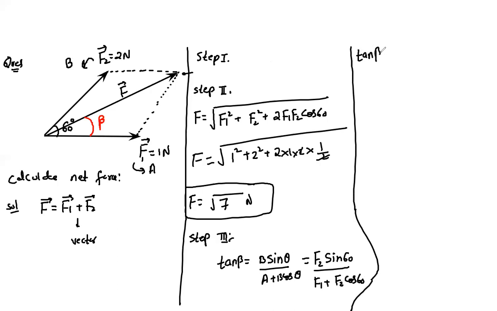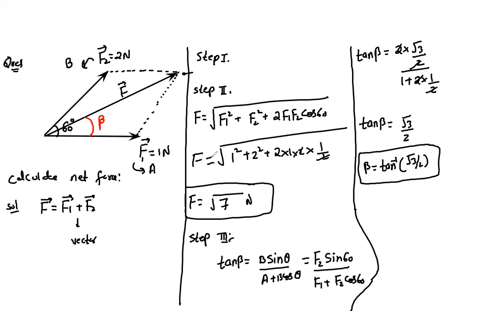So your tan beta is f2 sine 60 divided by f1 plus f2 cos 60. f2 is 2. Sine 60 is root 3 over 2. f1 is 1, f2 is 2. Cos 60 is half. This 2 will cancel this 2, so you are left with tan beta equal to root 3 divided by 2. Where your beta is tan inverse root 3 by 2. This is how we calculate the angle. We can write your final result as: the final force is root 7 Newton at tan inverse root 3 by 2 with respect to f1.